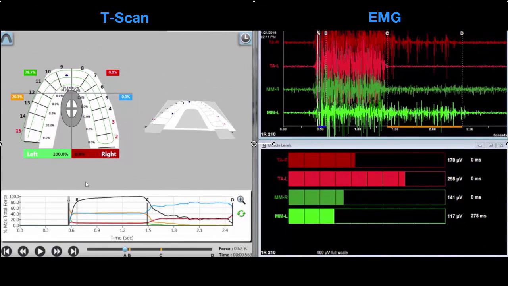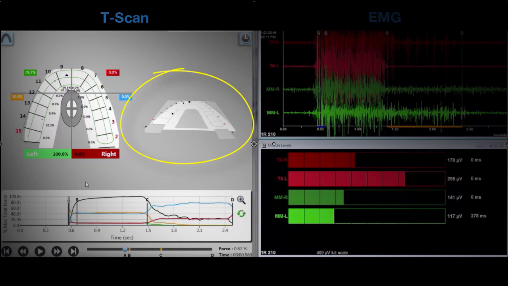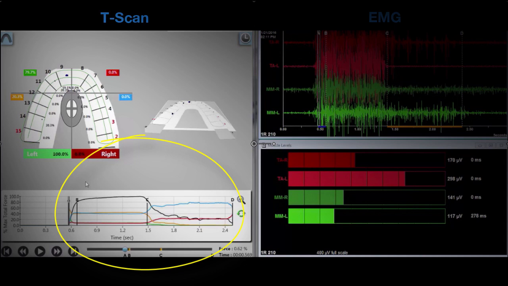The TSCAN EMG LINK explained. TSCAN 2D, relative force percentages. TSCAN 3D, relative force percentages, shown in 3 dimensions. The graphical interface, very important to keep that up.